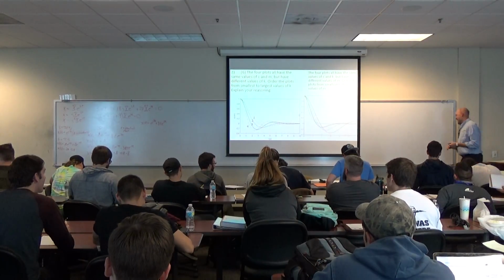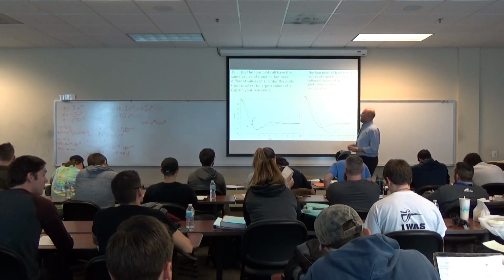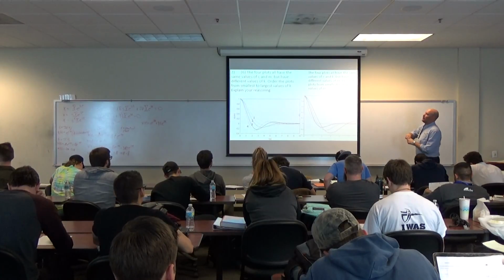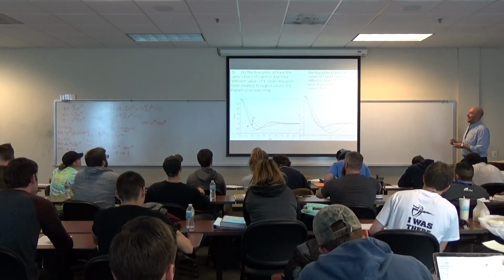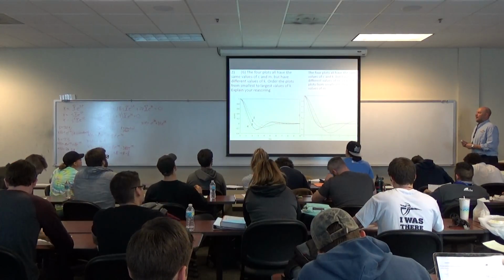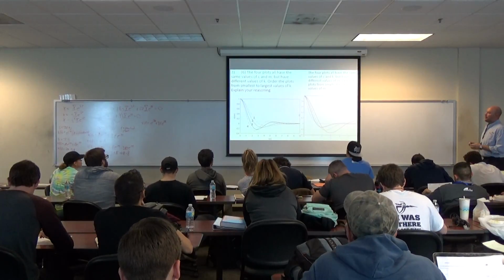All right, these are more touchy-feely type problems. Basically, do you understand basic concepts? So number 2, they all have the same values of C and M, but have different values of K. Order the plots from smallest to largest values of K. Explain your reasoning.